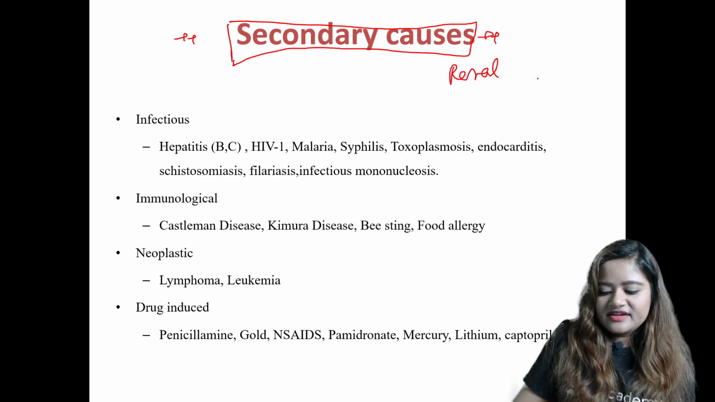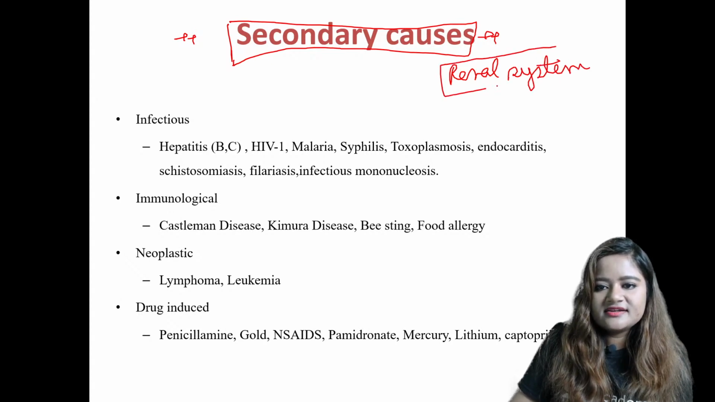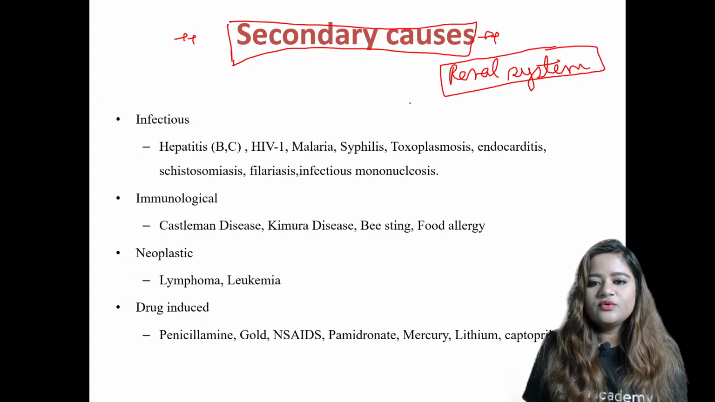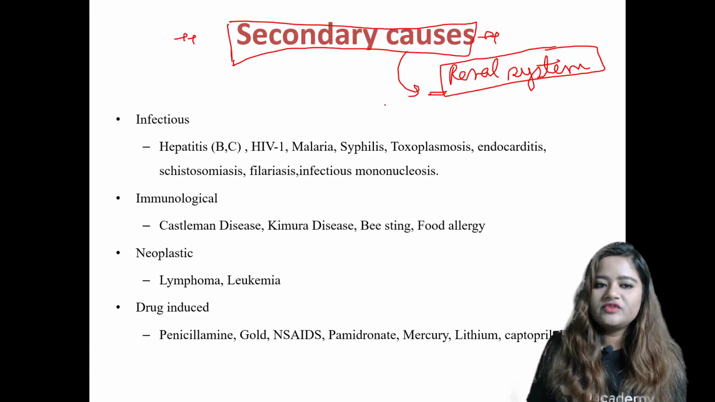Okay, the renal system is a very, very sensitive system, and if it gets damaged, the first thing that presents is anasarca. So this is going to happen if there are certain causes in our body which have led to damage of the renal system.